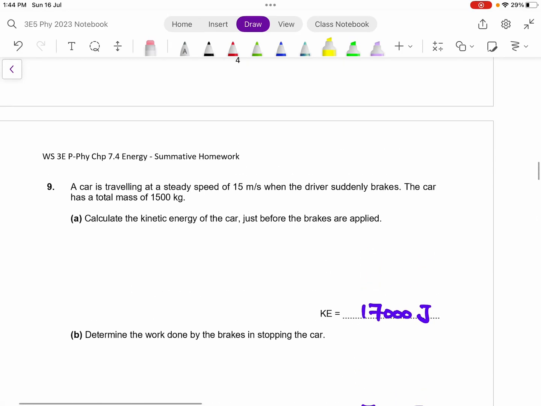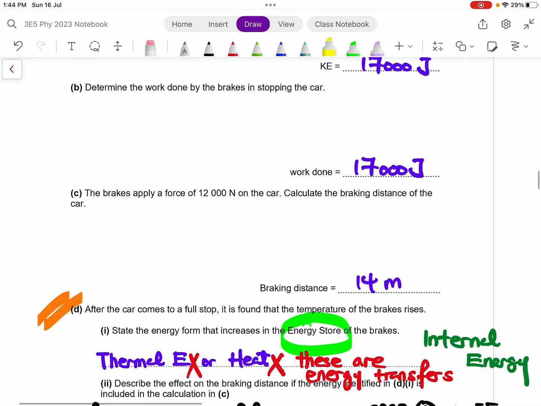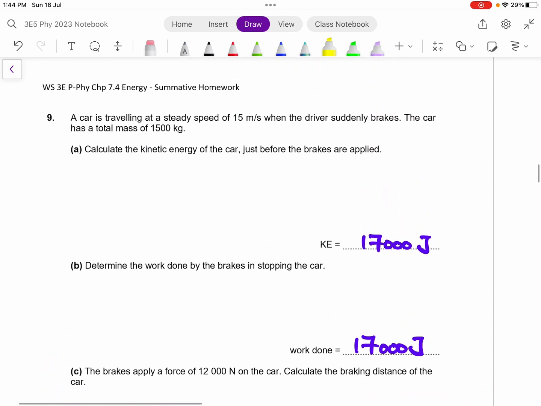Okay, this is the third video to go through worksheet 7.4. In the third video, I will go through page 5, page 6, and page 7 all together. Okay, for question 9, it is quite straightforward.